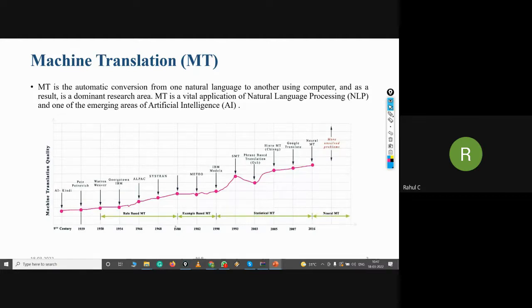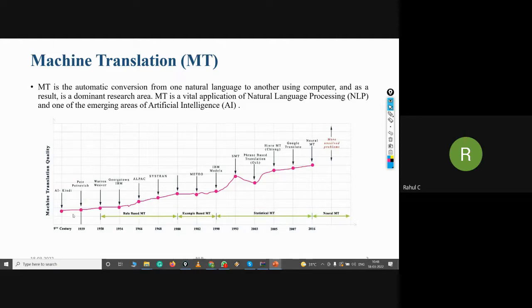Some problems may be there in the case of rule-based translation. Example-based translation is a corpus-based approach. Example-based, statistical and neural machine translation are all corpus-based approaches. But rule-based is not a corpus-based approach; it follows some rules. In the next slide, I will explain what the rule-based approach is.